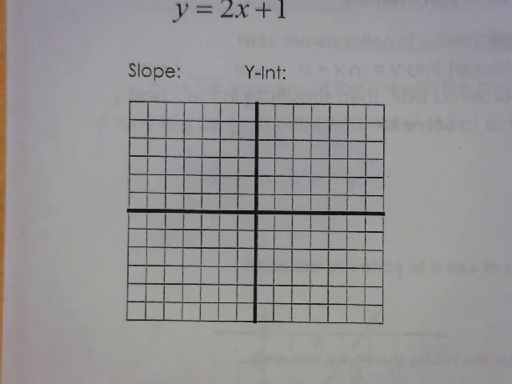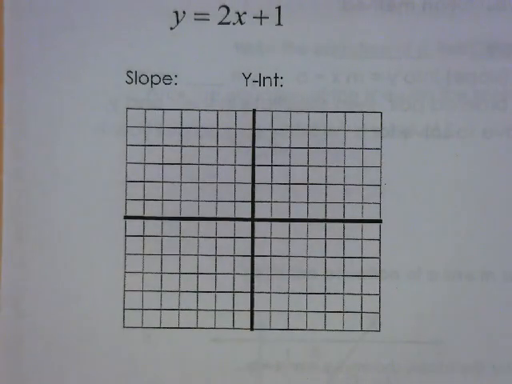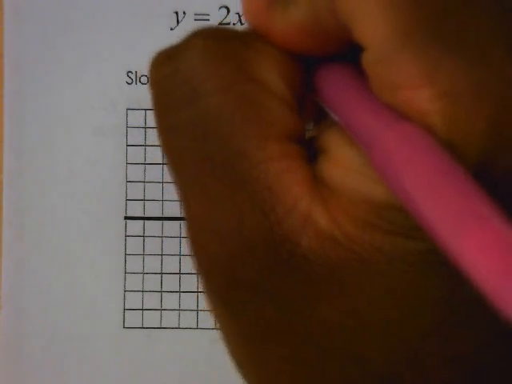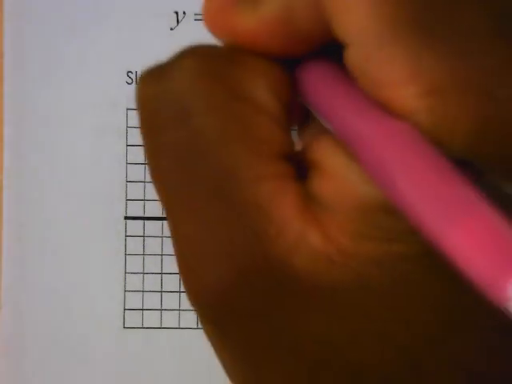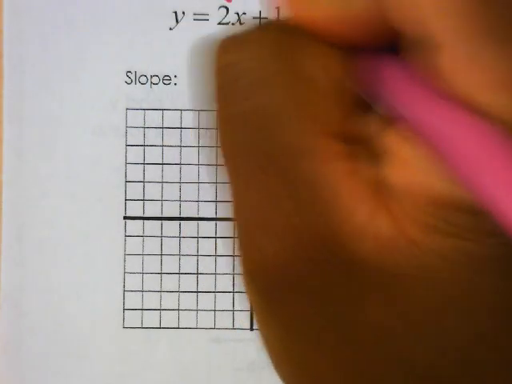We're going to graph this equation. We're going to put it on the graph. Okay. We know how to get this equation from a table. We know how to get this equation from a graph that's already done, but we haven't learned how to graph this equation. Okay, so again, this is y equals mx plus b. This 2 is my slope, and this plus 1 is my intercept.